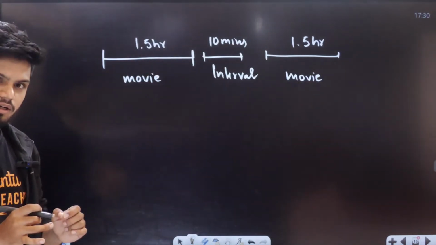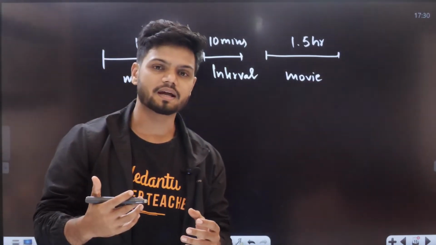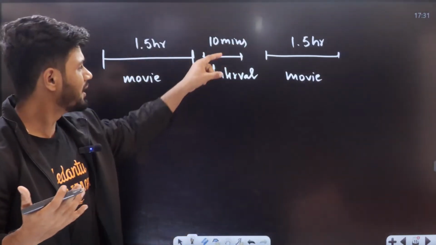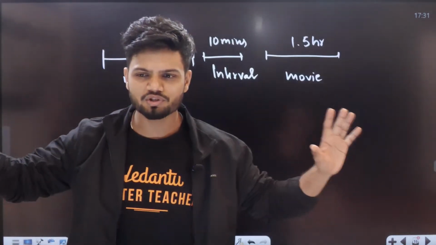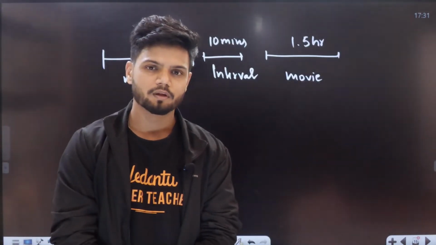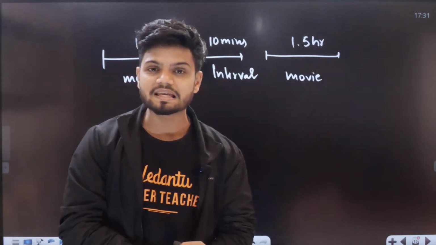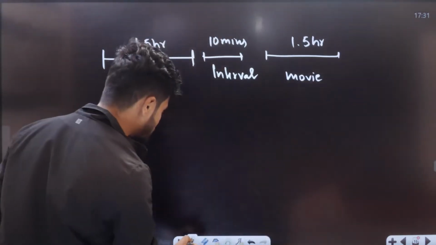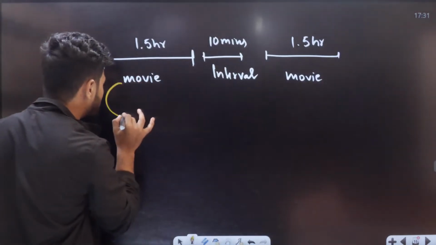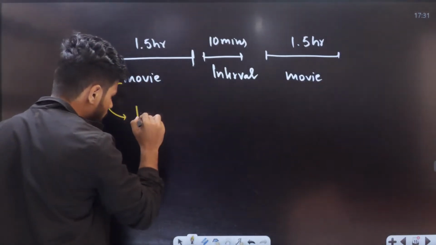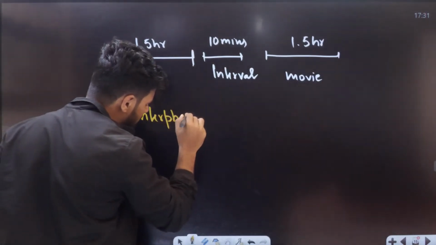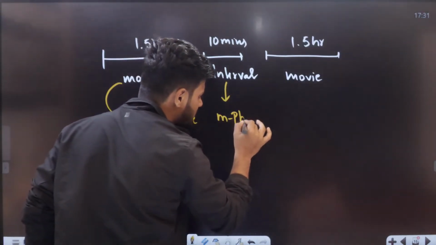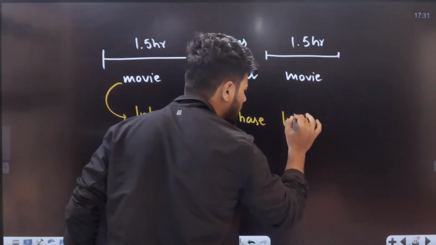Now here, you need to understand that in the case of movies, you're watching for 1.5 hours, and the 10 minutes is the interval where you're chilling a little. But in the case of cell division, it is the complete opposite. For example, this entire 1.5 hours is the cell being in interphase. This small 10 minutes is equivalent to the M phase, and again we have a long interphase.